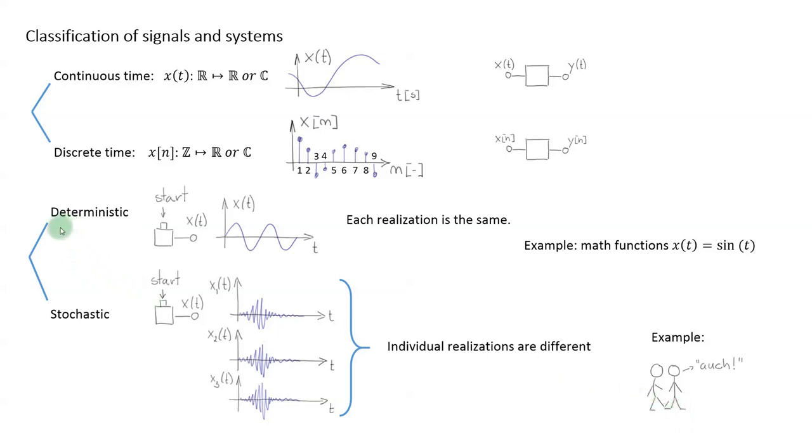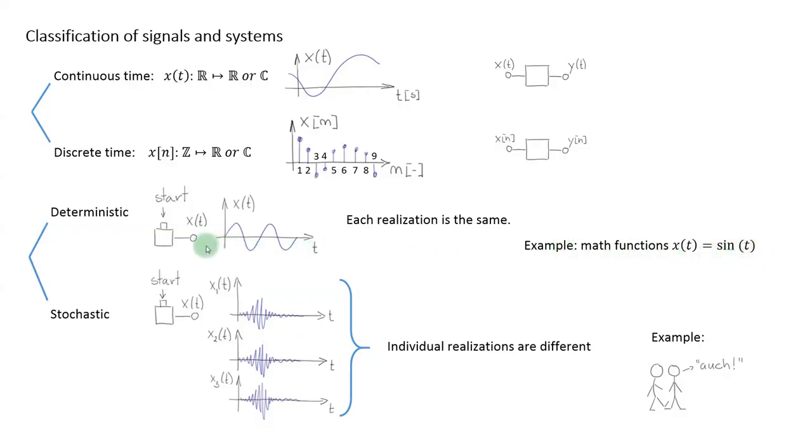In contrast, an example of a deterministic system would be a system the output of which would be described by a mathematical function. For example, if the output of this system is described as sine of t, the output will be the same each time, every time. Thus, you are dealing with a deterministic system.